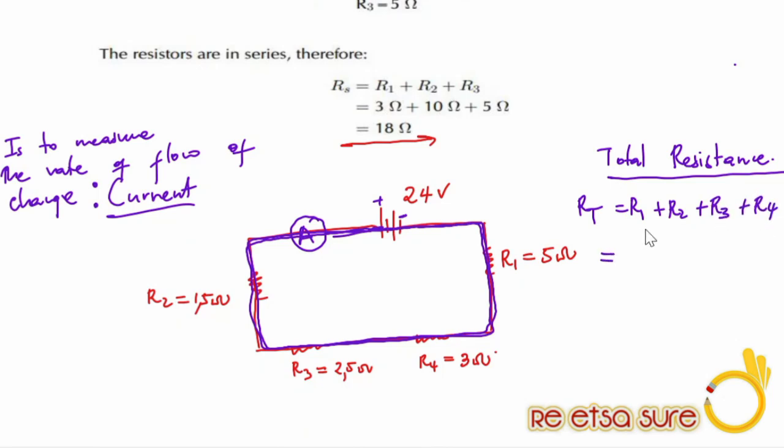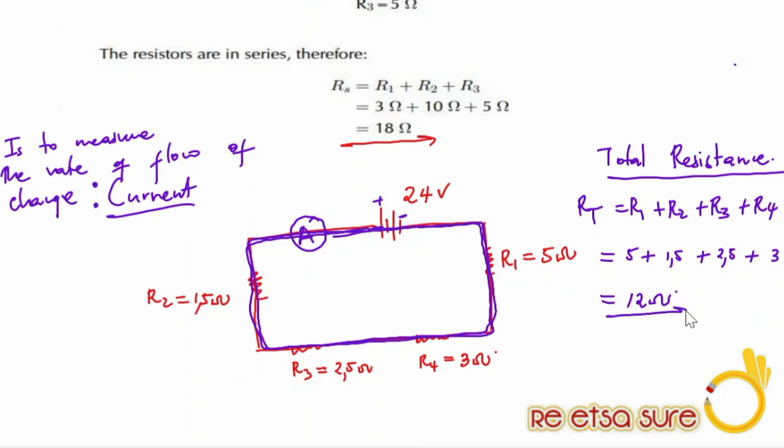What is the value for R1? It is 5, plus R2, 1.5, plus R3, 2.5, yes, plus R4, 3. So when you press your calculator, 5 plus 1.5 is 6.5. 6.5 plus 2.5 is 9. 9 plus 3 is 12 ohms.